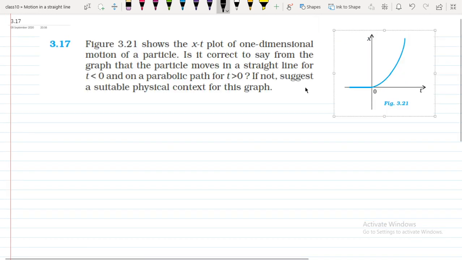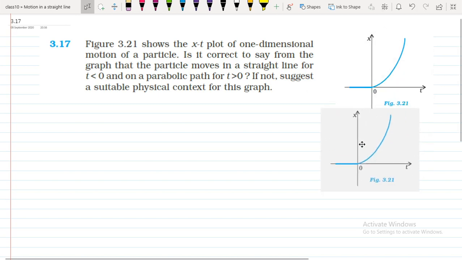The following figure shows the position versus time plot of one-dimensional motion of a particle. Is it correct to say from the graph that the particle moves in a straight line for t less than 0 and on a parabolic path for t greater than 0? If not, suggest a suitable physical context for this graph.